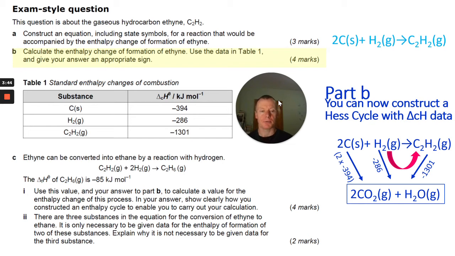And 2 moles of carbon are obviously going to be 2 times minus 394. 1 mole of hydrogen is going to be 1 times minus 286. And the C2H2 is going to be minus 1301.